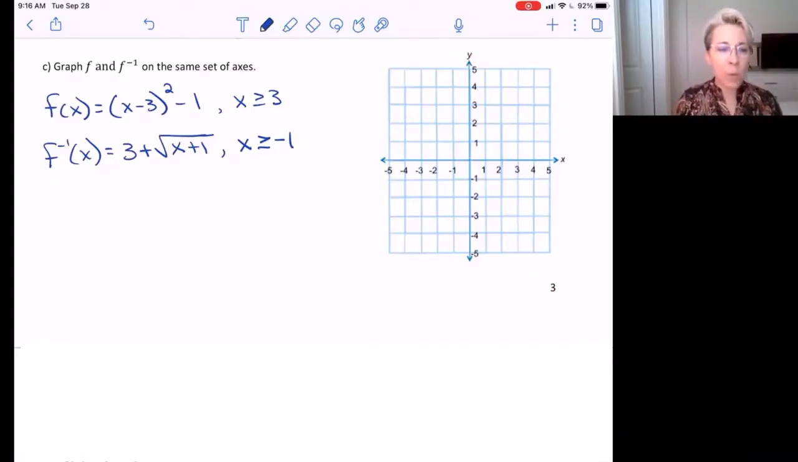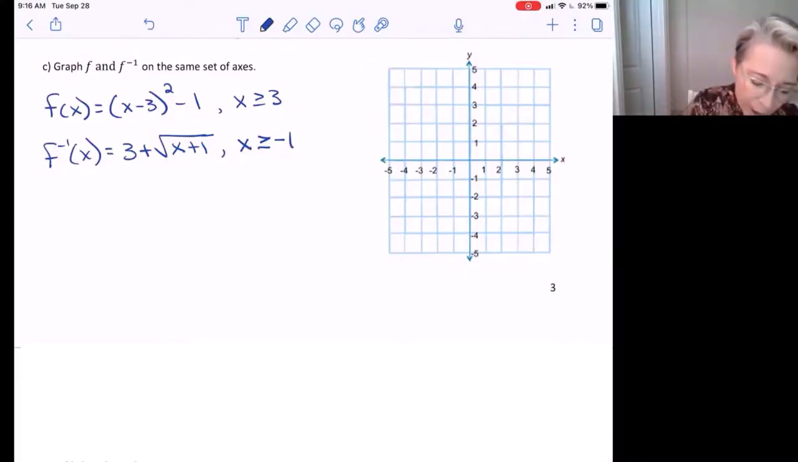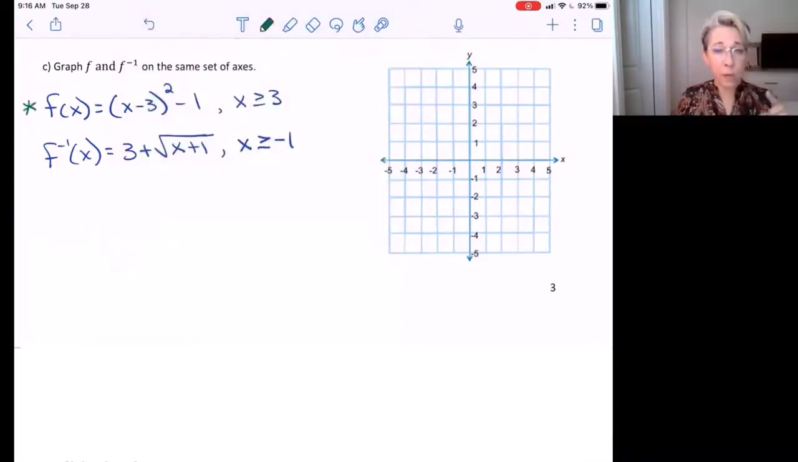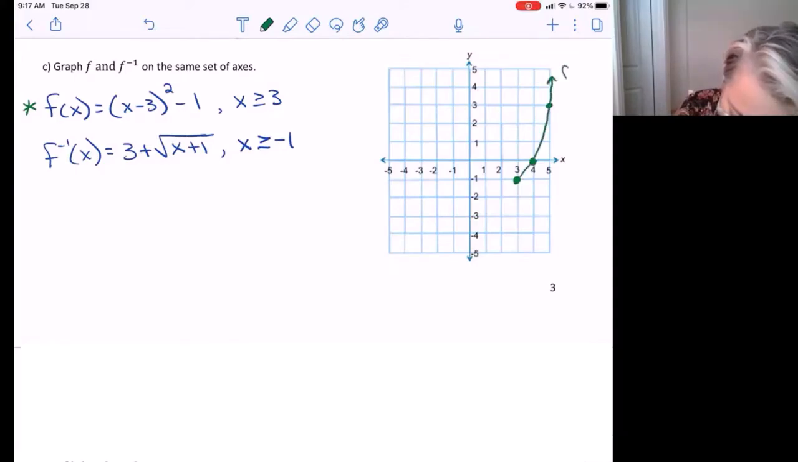So one of the things I want you guys to note: just as if f of x has the point (a, b), the inverse has (b, a), that also works for their domain and range. So for example, let's go ahead and graph f of x again, but on that restricted domain. Remember, it's that right side of the parabola. So we had a vertex at (3, -1), and a point at (4, 0), and at (5, 3). Okay, so that's f of x.